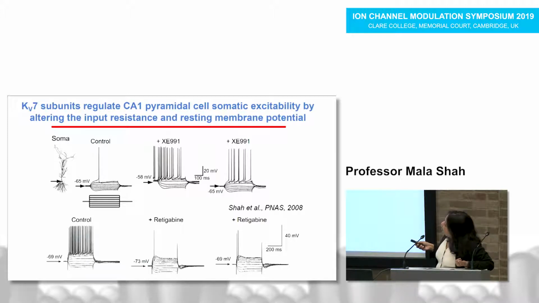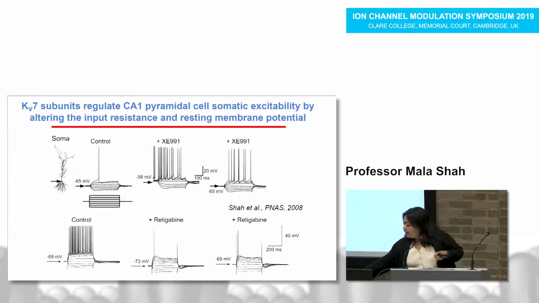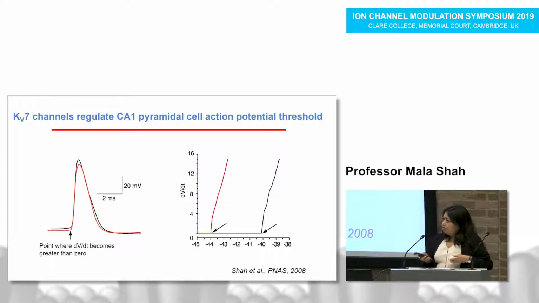But also, irrespective of that, the fact that you're having action potentials occurring at minus 58 millivolts made us wonder if there was something changed with the action potential shape. And when we looked at the single action potential in detail, we found that the threshold of the action potential was much more negative in the presence of XE991 than in the absence.